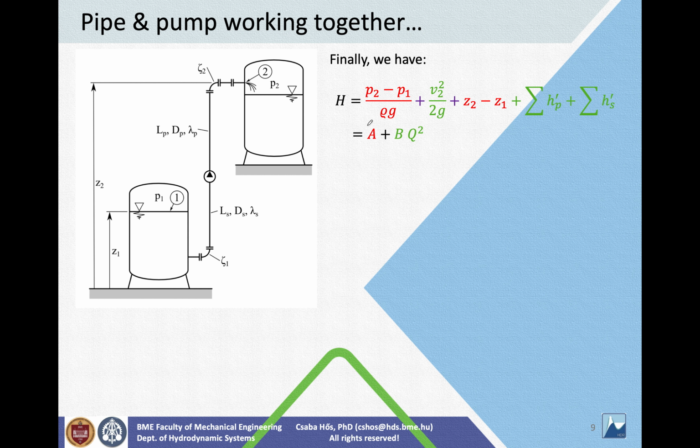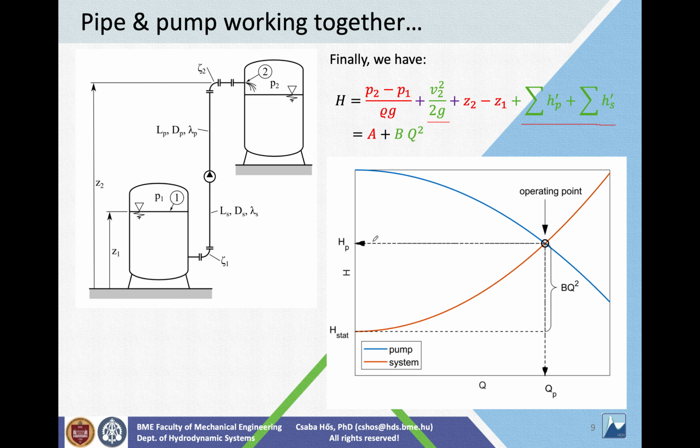So there is a term which is independent of the flow rate, but there are the green terms which all depend on the velocity, that is, they depend on the flow rate. So the pipeline characteristic will be something like this. You have something we call a static head, which is essentially this A number here, plus B times Q squared, which is this term here. This is what we call the pipeline characteristic.